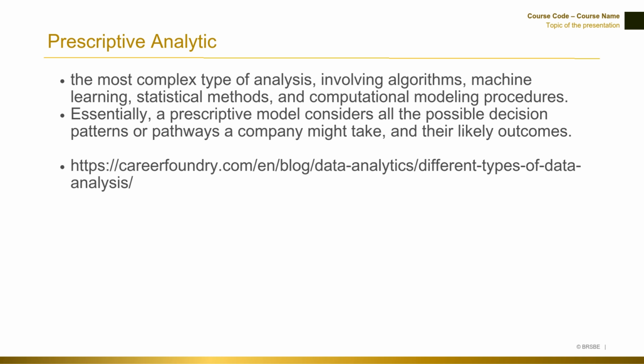For algorithms, these are sets of rules or calculations that help in processing data and generating recommendations. For machine learning, a technique allows models to learn from data and improve their recommendations over time. For statistical methods, this method helps in understanding data distributions and relationships, which are crucial for making informed recommendations. And lastly, computational modeling, which involves simulating different scenarios to evaluate potential outcomes based on various decision pathways.